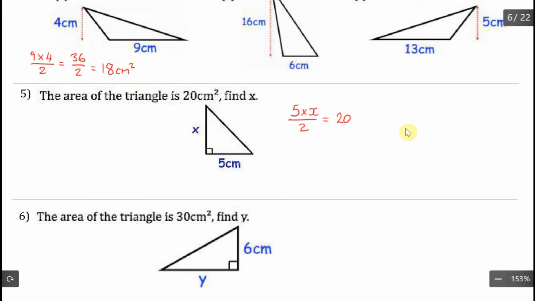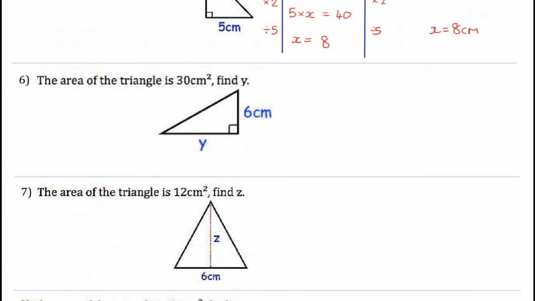So what I would do to solve this is first get rid of that denominator in the fraction by timesing by 2 on both sides, and that would just give me the numerator, so the 5 times x bit, or 5x. And if I multiply 20 by 2, that would give me 40. And then how do I get rid of the 5, which is timesing by the x? Well, the opposite of timesing is dividing. So when we divide by 5, we're just left with x, and 40 divided by 5 is 8. So x, or the height, is 8 centimetres.